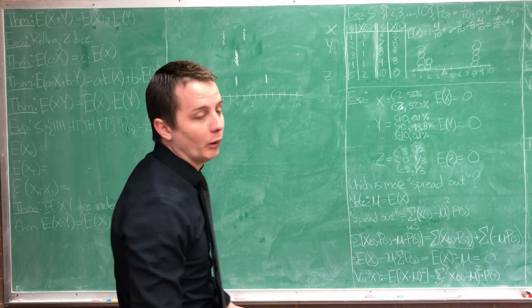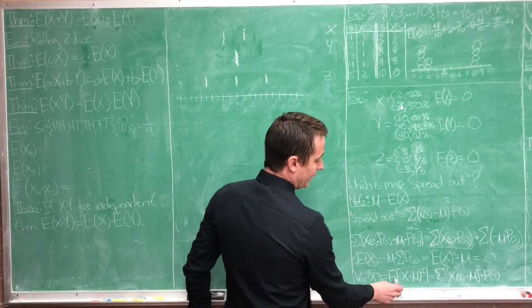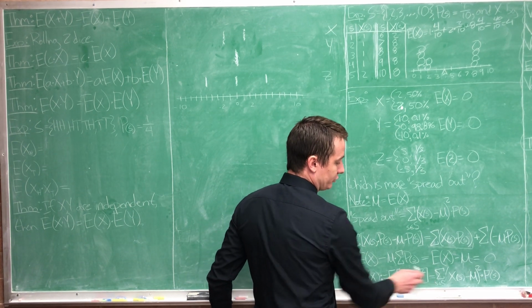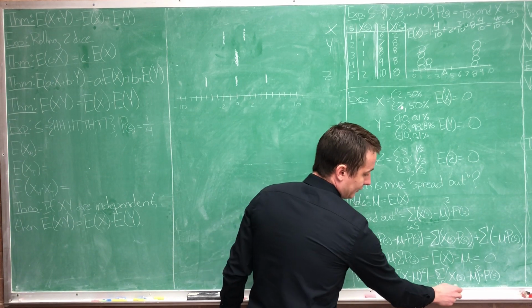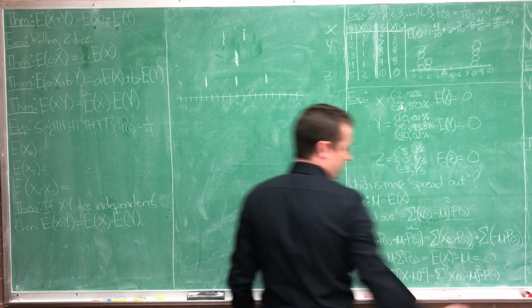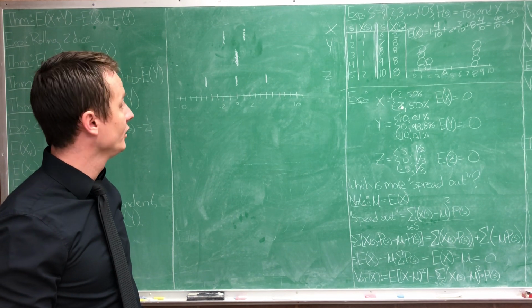And so that's exactly what we mean by variance. By definition, the variance of x is equal to the expected value of (x minus mu) squared, which is what this is: the sum of (x of s minus mu) squared times p of s. That's our definition for variance. You with me?